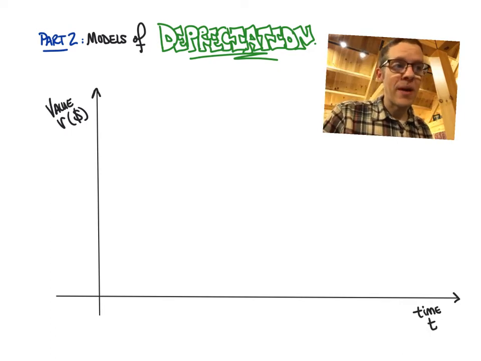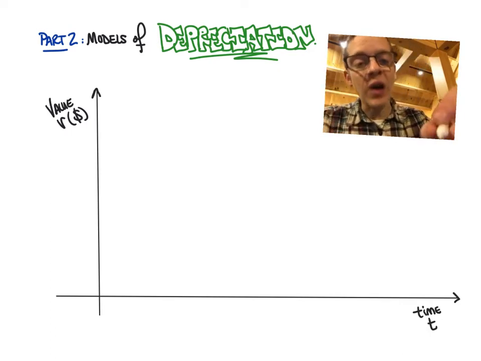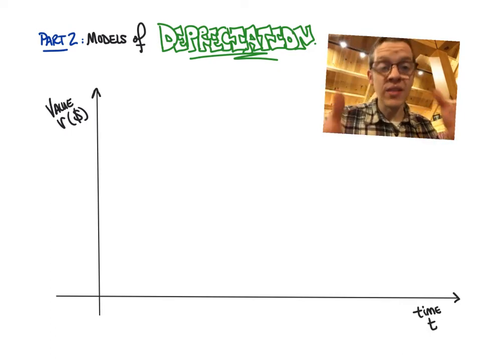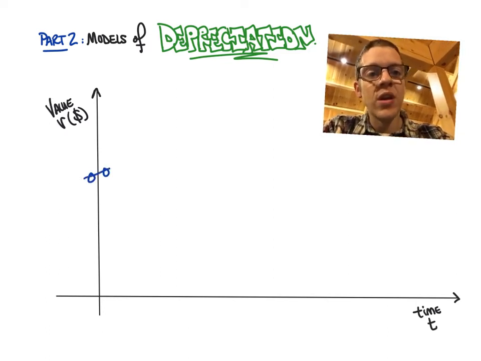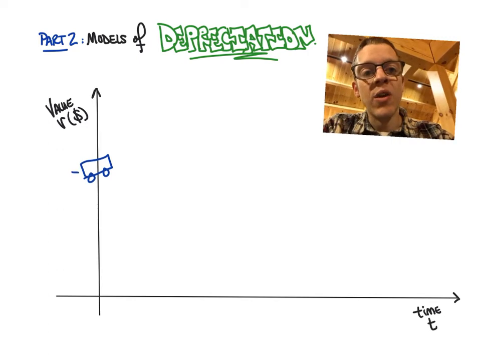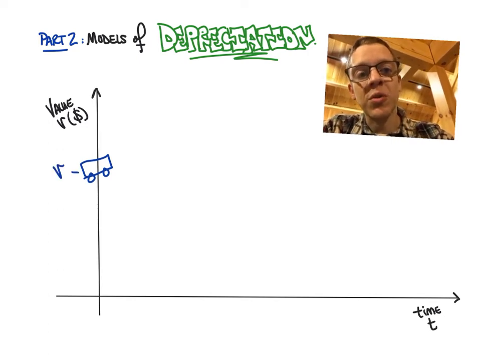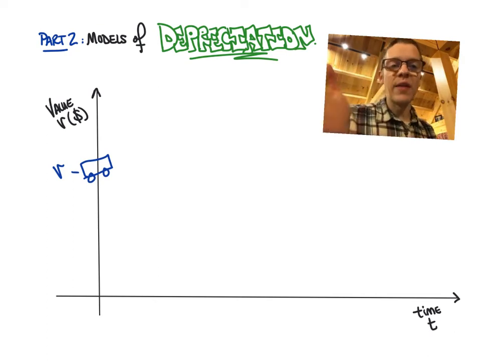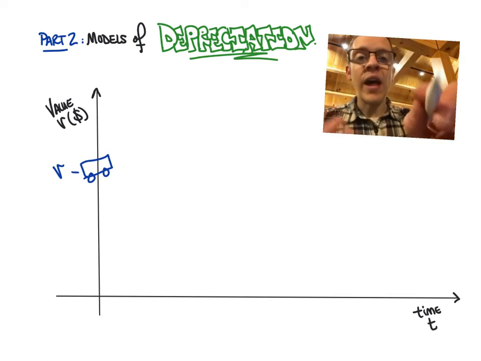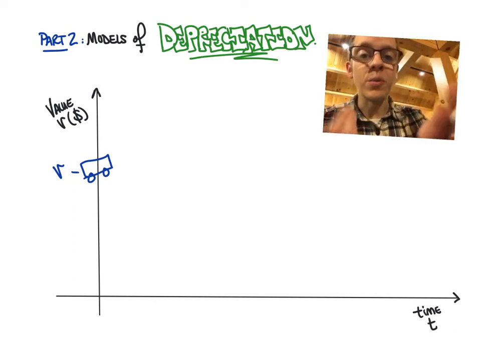So the best way to think about this is to imagine buying a car. So you walk into the car dealership, the time is now, and you buy this beautiful car. Okay. Now originally it has some purchase price. We're going to call that value V. You walk out, you drive it off the lot, and that value is going to start to depreciate.